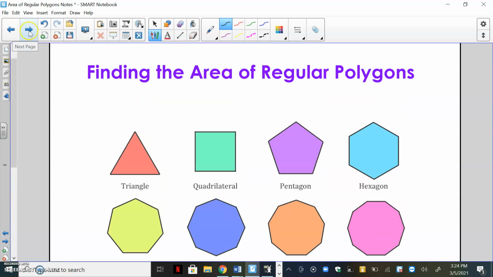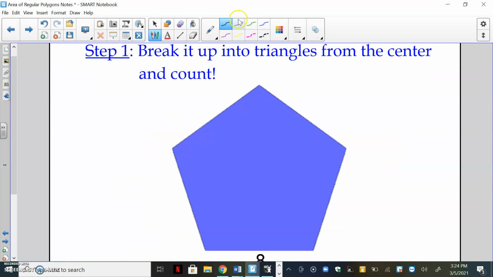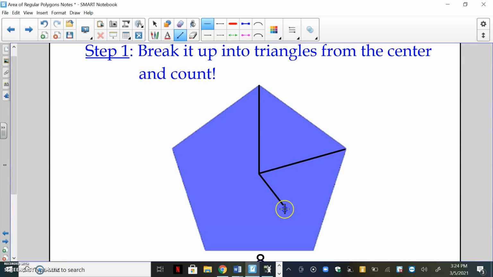So let's go ahead and get into it. It's a 6-step process, and step 1 is where we make lines inside of our shape such that we split it into triangles. Basically, I'm going to draw a line from the center to every vertex of my shape. That is how I'll split it into congruent triangles. All of these triangles are identical.